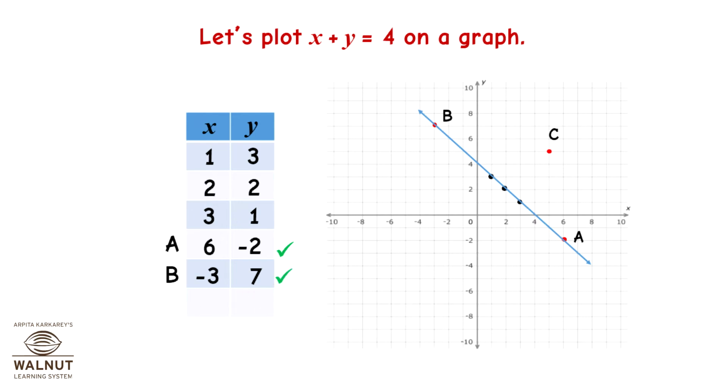Consider another point C. Does that lie on the line? No. Does it satisfy the equation? Let's check. The coordinates are 5 and 5. 5 plus 5 is equal to 10. So the answer is not 4. So this does not satisfy the equation. As you can see, if a point does not lie on the line, it is not a solution to the equation. We can also see that a point that does lie on the line is a solution to the equation.